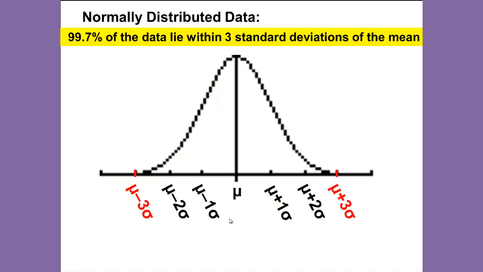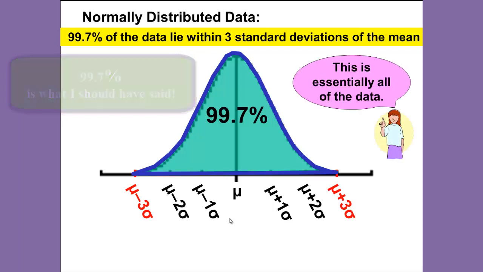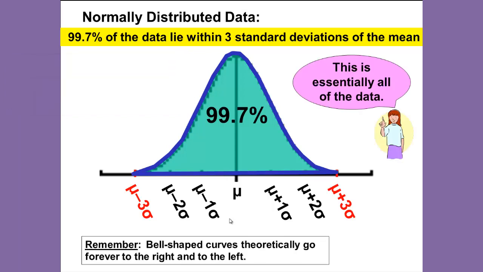Then looking at 3 standard deviations in either direction from the mean, 99.7% of the data lie within 3 standard deviations of the mean. So 99.7% of the data lie between the mean plus 3 standard deviations and the mean minus 3 standard deviations. This is essentially all of the data. Remember, the bell-shaped curve theoretically goes on forever to the right and to the left, and that leaves us the other 0.3% of our data.